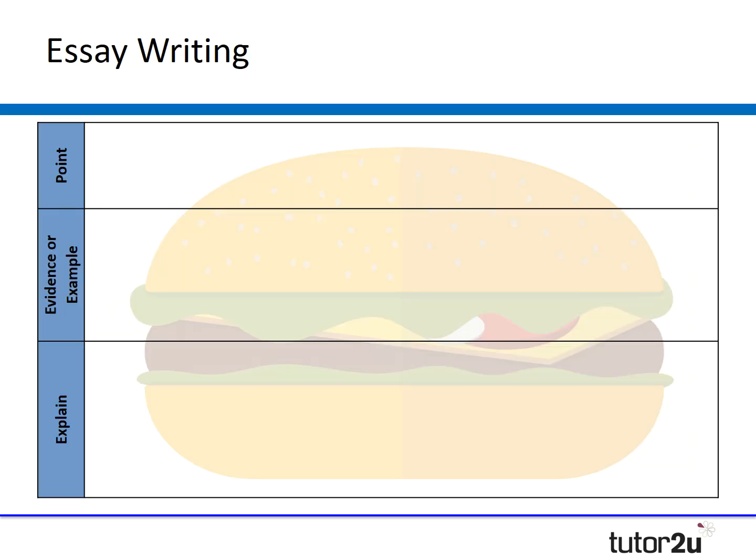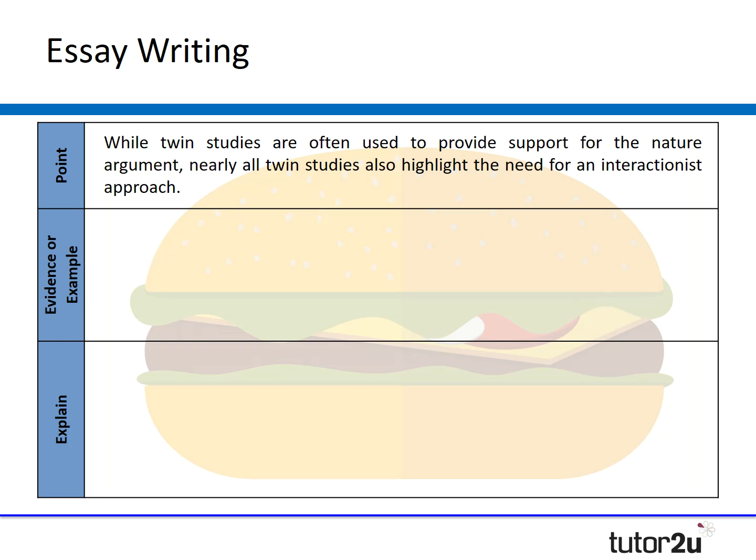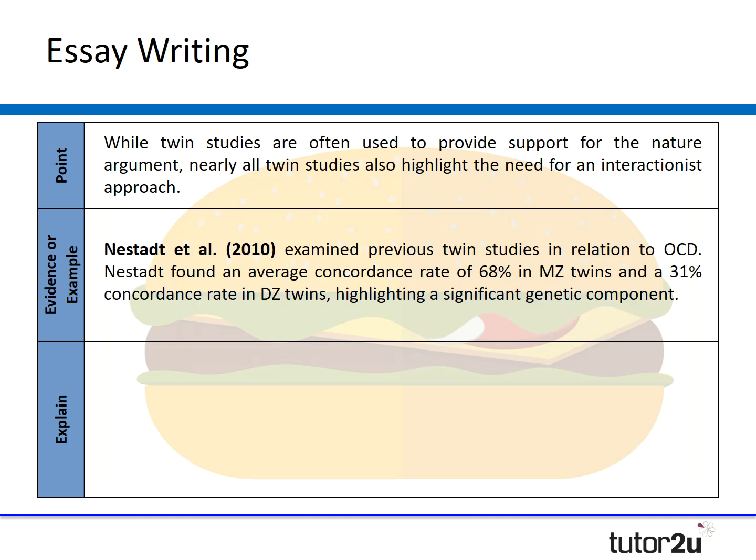So I say here, while twin studies are often used to provide support for the nature argument, nearly all twin studies highlight the need for an interactionist approach, okay? Nestat et al. examined previous twin studies in relation to OCD and found an average concordance rate of 68% for MZ twins, 31% for DZ twins, highlighting a significant genetic component.